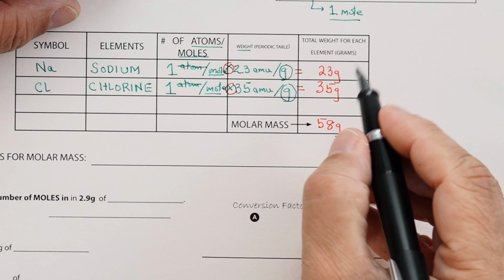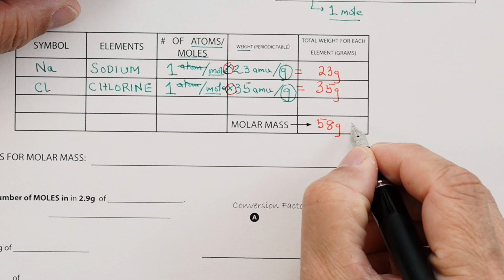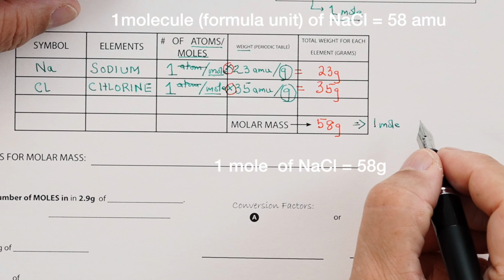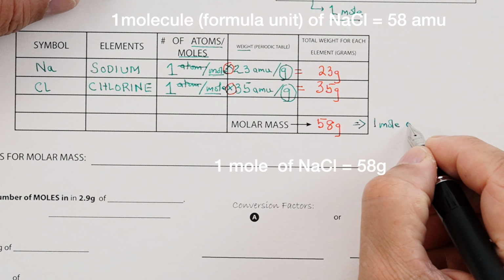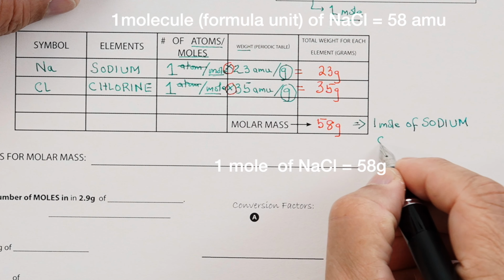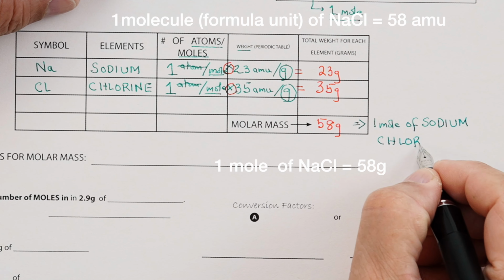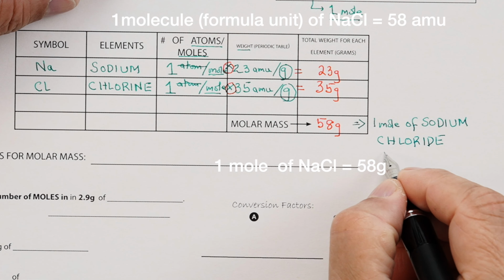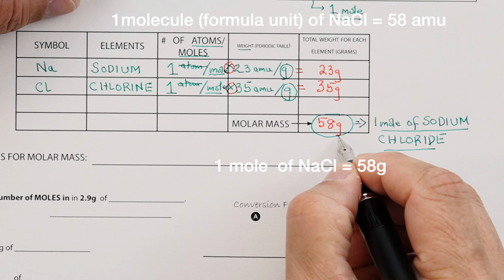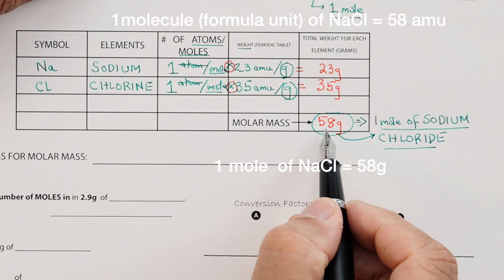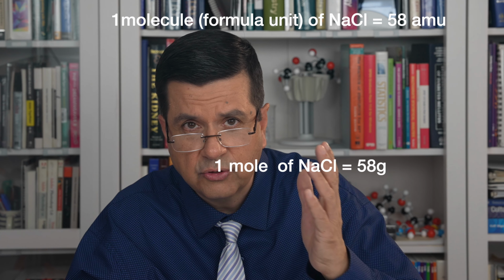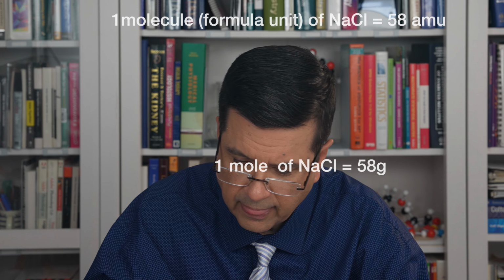Now, 58 grams is how much 1 mole of sodium chloride weighs. Okay, so 1 mole of sodium chloride weighs 58 grams. I need for you to recognize that. So in 58 grams, there will be exactly 1 mole. So that's 6.02 times 10 to the 23rd molecules.